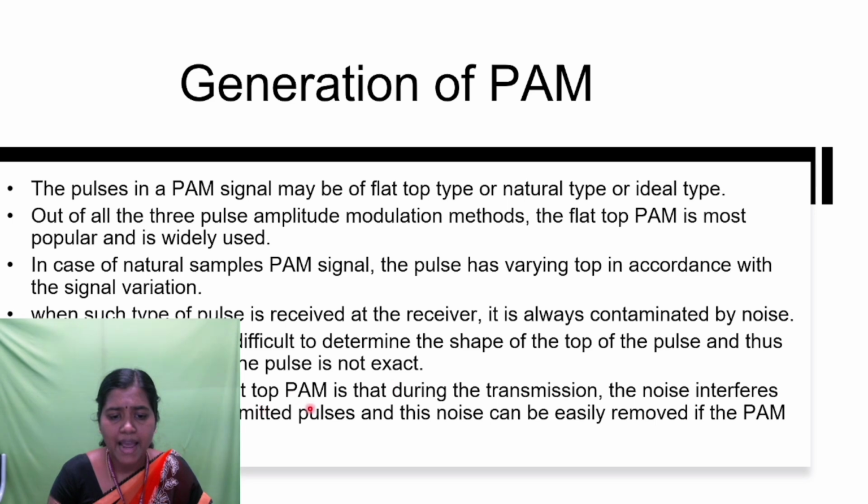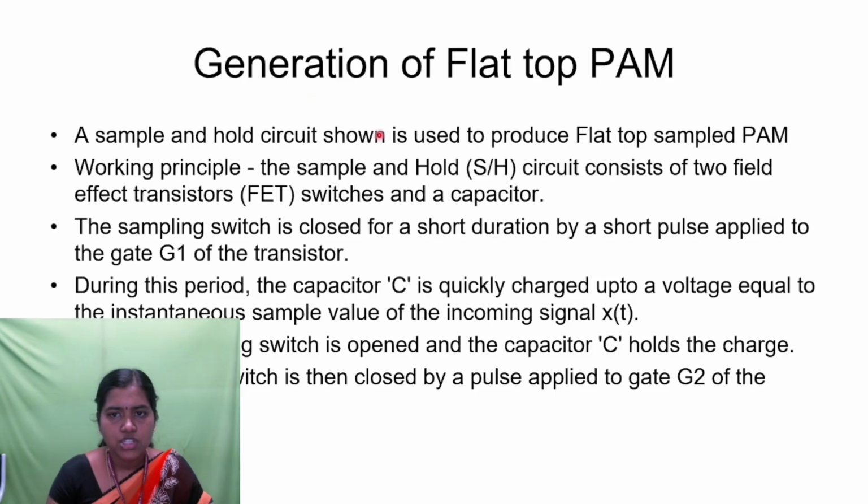The reason for using flat top pulse amplitude modulation is that during transmission, the noise interferes with the top of the transmitted pulses, and this noise can be easily removed if the pulses have a flat top. So in generation of flat top pulse amplitude modulation, we have a sample and hold circuit, which is used to produce the flat top sampled PAM. Here we have the sample and hold circuit. In that we have FET switches, that is field effect transistor switches, and one capacitor. The sampling switch is closed for a short duration by a short pulse applied to the gate 1 of the transistor.